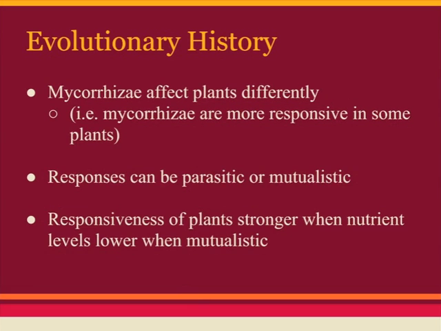Mycorrhizae usually affects plants differently. Most of the time it's mutualistic, but sometimes it can be parasitic. For example, the fungi need their own nutrients, so they just take them away from the plant, and that's how that goes. But most of the time they are mutualistic. Responsiveness of plants is usually strong when nutrient levels are lower, when it's harder to find nutrients, because the plants could probably just find their own nutrients without it if it's in very nutrient heavy soil.